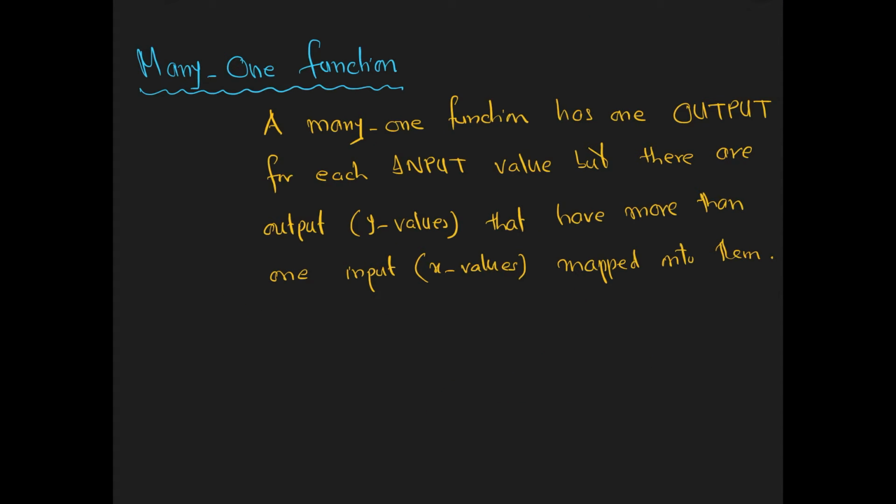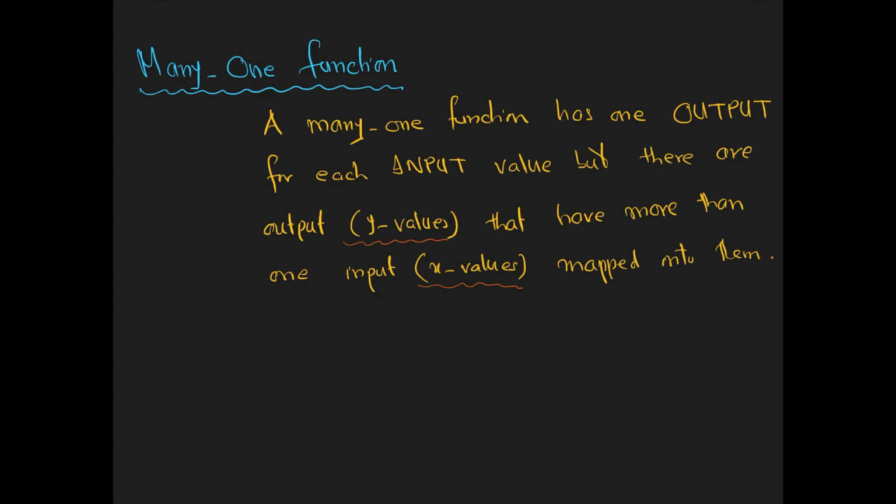Many-one function. A many-one function has one output for each input, but there are outputs, or y values, that have more than one input, that is x values, mapped onto them. So this is the difference between a 1-1 function and a many-one function.